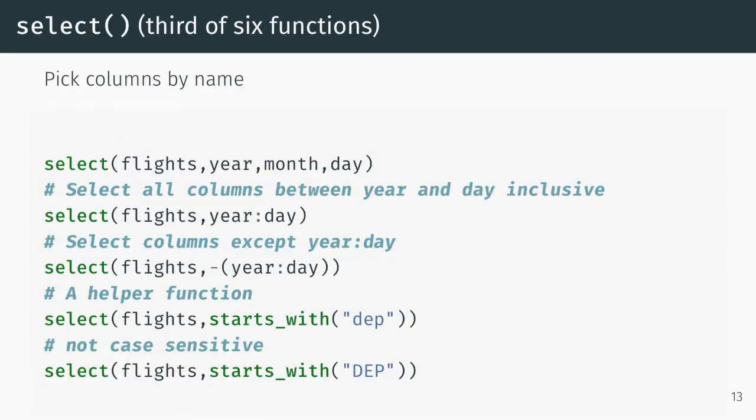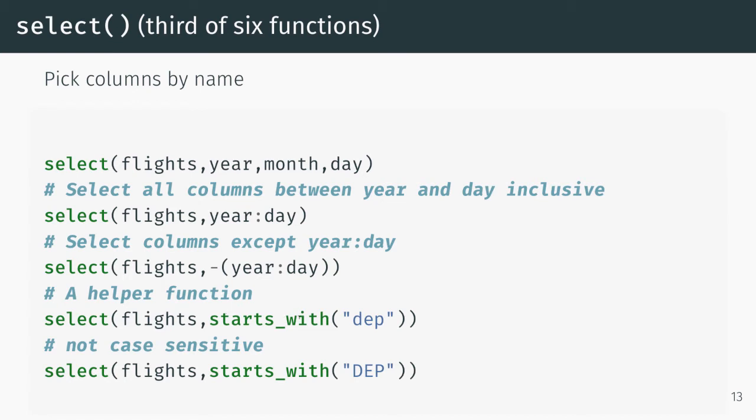The third of the 6 functions is select. This picks columns by name, just like select in SQL. And it picks here the year, month, and day, so it just selects those 3 columns. This selects all the columns between year and day. Minus selects all the columns except year through day. So notice that the order of the columns matters here.